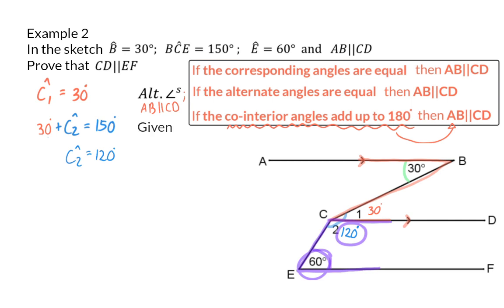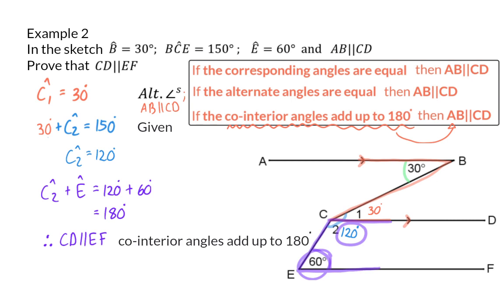Now we can move on to our purple part. We know that angle C2 and angle E, when added up, is 120 plus 60 degrees, and that gives us 180 degrees. For this, we don't need to supply a reason because we simply added up two angles. But from this 180 degrees, we can now make the conclusion that the two lines CD and EF are parallel. And the reason for this is because the co-interior angles add up to 180 degrees.